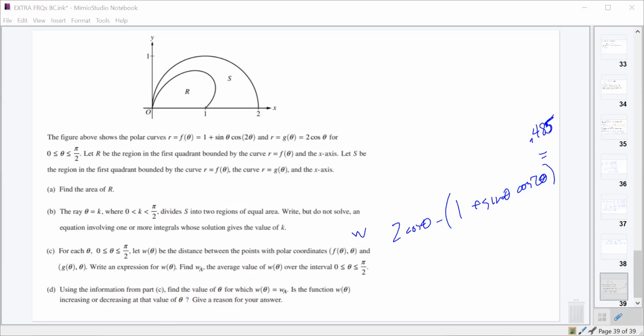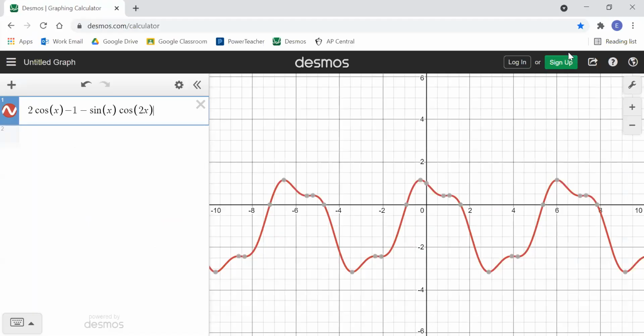And let's see, oh, what was it? 2 cosine theta minus 1, and then it'll be a minus sine, and then cosine 2x. Is that the right function? We can't see Desmos right now if you're on it. Oh, well, then it's hard for you to tell me. Is that the right function now? 2 cosine x minus 1 minus sine x cosine 2x.